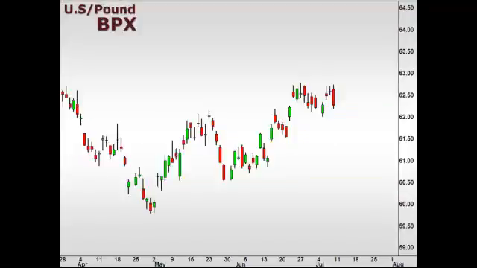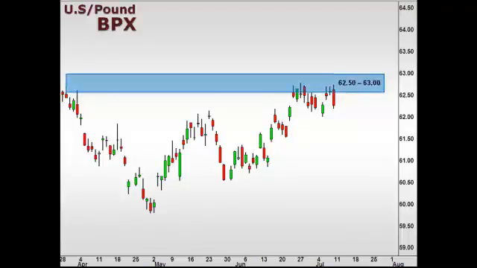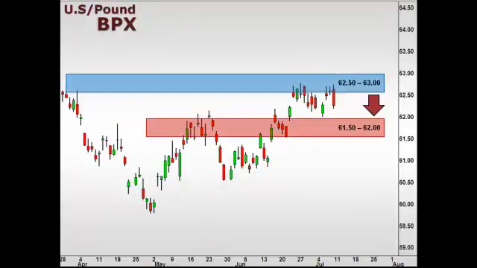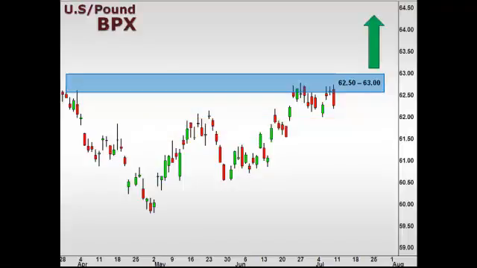Let's take a look at the BPX, the U.S. versus the British pound. Well, the BPX continues to find resistance at the 62.5, 63 focal zone. Friday's negative close indicates the possibility of a retracement lower to test support at the 61.5, 62 focal zone. A break above 63 opens the window for a push higher.